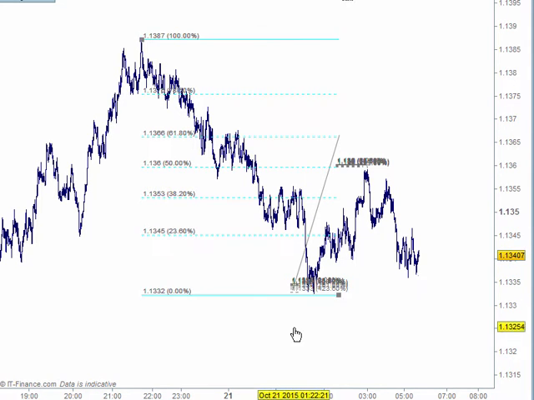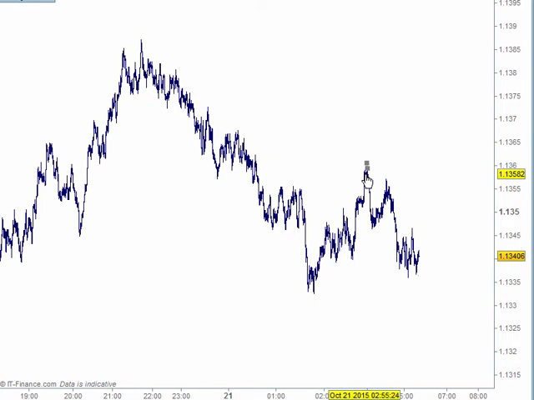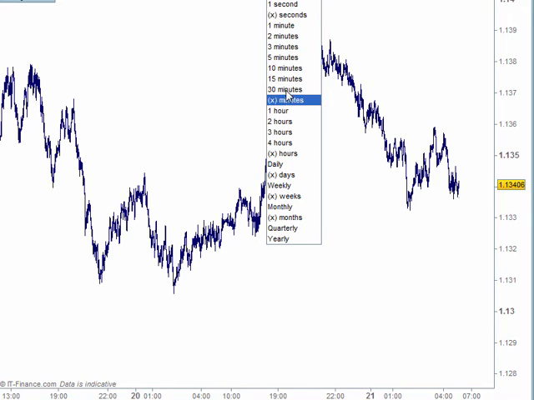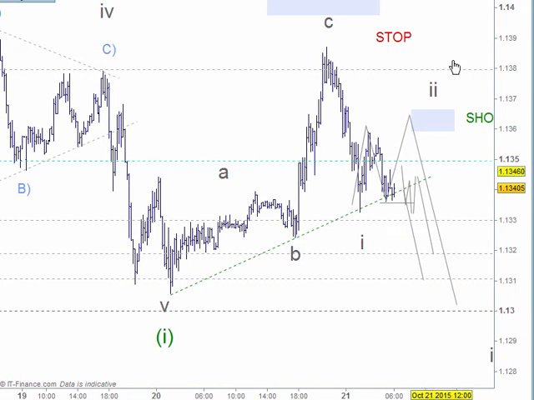Let's clean this up here. So that's that. Let me just go back into this 15-minute chart and pick this up a little bit, clean this up a bit, and we'll just go back over what we've done here a little bit as well.